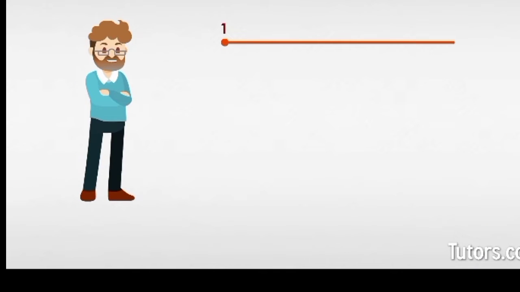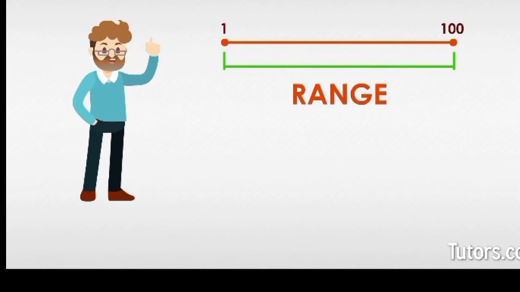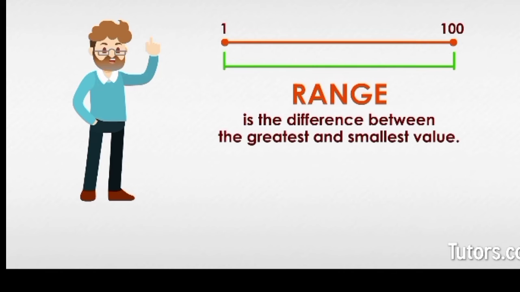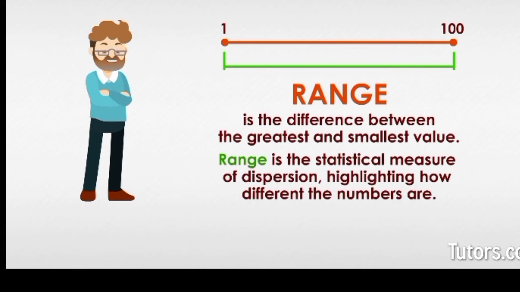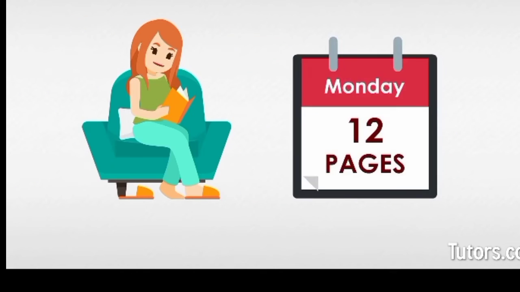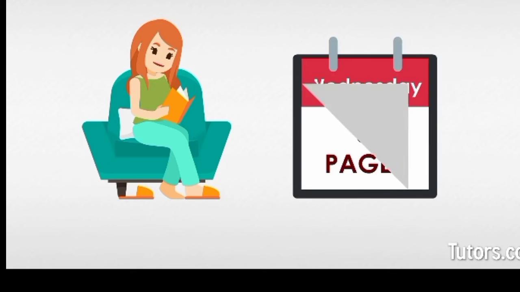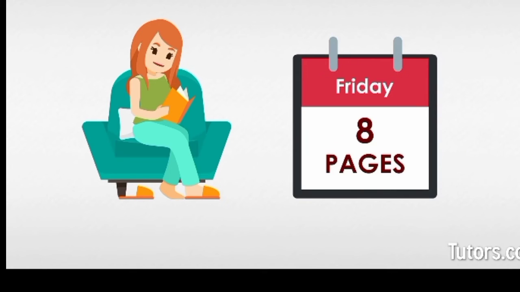In a set of data arranged from smallest value to largest value, range is the difference between the greatest and smallest value. Range is the statistical measure of dispersion, highlighting how different the numbers are. For example, if you read a book Monday through Friday and wrote down how many pages you read each day, you could take the range.